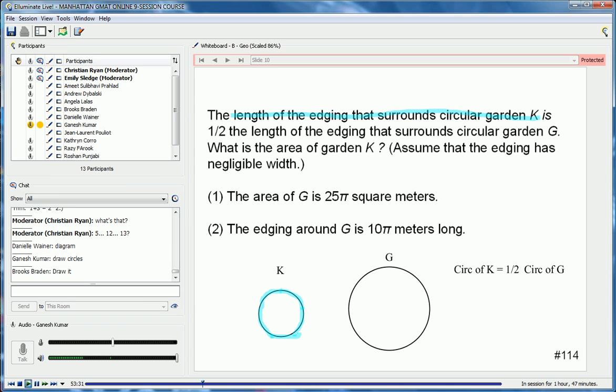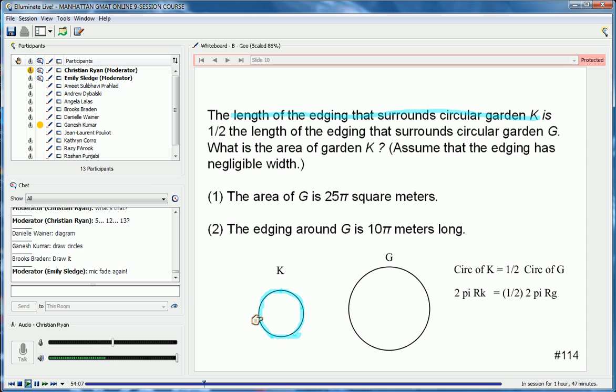If you know that the circumference is related, you need to use the circumference formula, which is 2 pi r equals the circumference. And given a relation, we have the two circumference equations equal to each other, and one is 1/2 the value. Yep, 2 pi r of garden K equals 1/2 times 2 pi rG. And now what can we do?